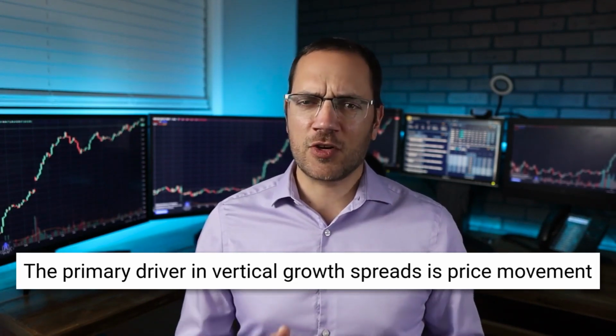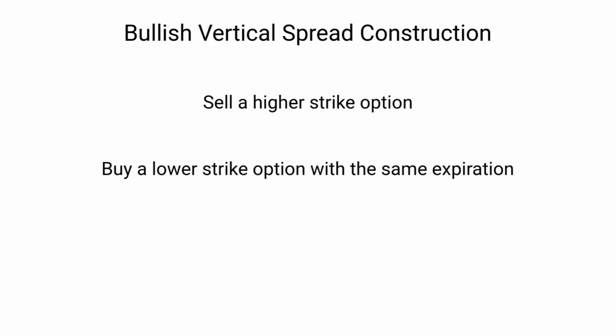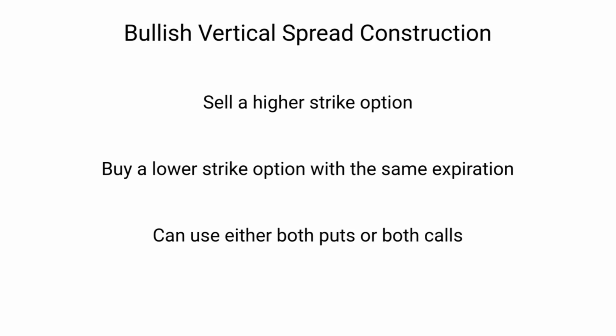The main idea of using vertical spreads to create growth is to profit from price movement. Bullish vertical growth spreads are constructed by selling a higher strike option and buying a lower strike option with the same expiration. A bullish vertical spread can be constructed using either puts or calls.